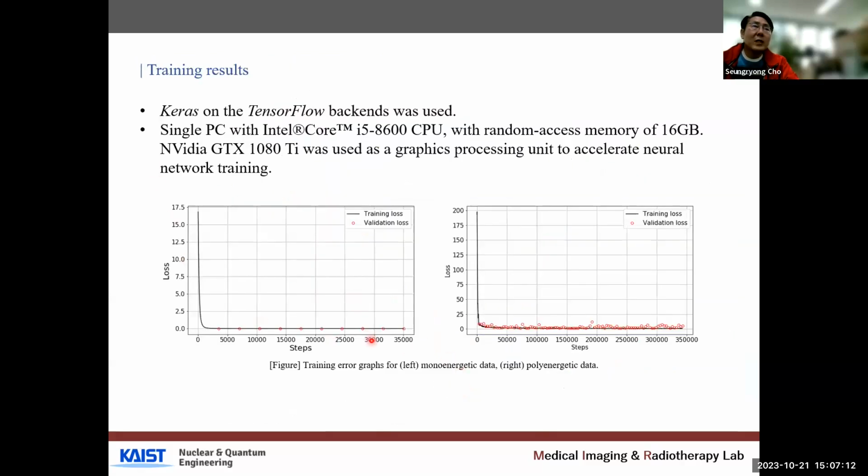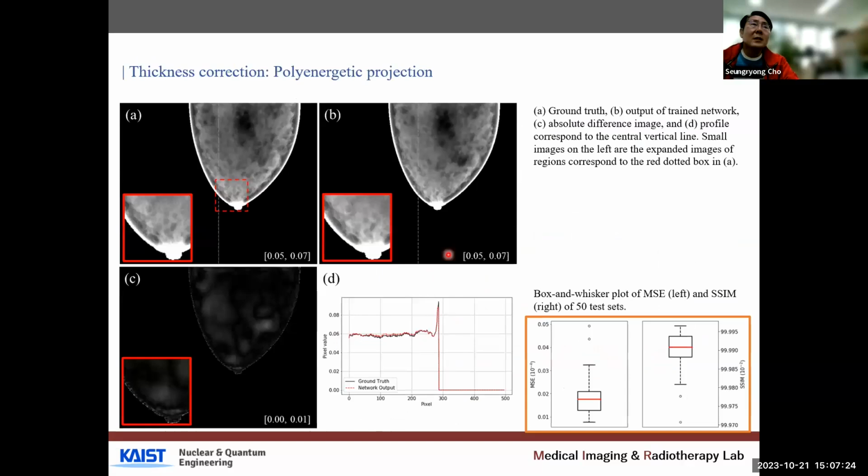The network was trained very well, and we didn't see any problems like overcorrection or something like that. So here are example images applied to the testing cases. A, ground truth, B, the output of the network. So you can see the images are pretty close to each other. And C shows you the difference between them. It's a negligible difference. Line profile also confirms that.